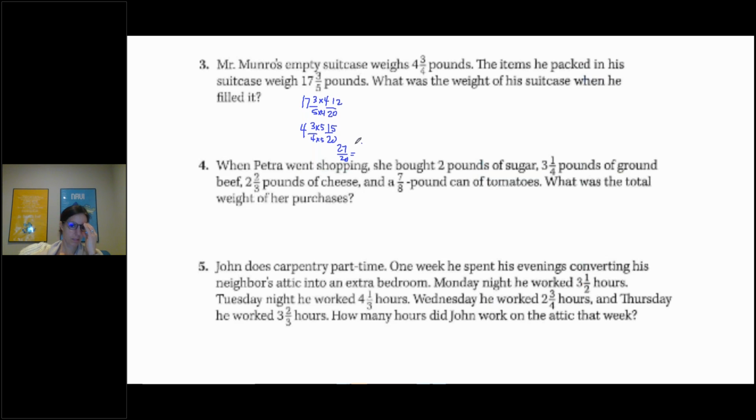27 over 20 becomes 1 and 7 over 20. And then go ahead and add the big numbers. 17, 4, 1. What does that give you? 17 plus 4 is 21, plus 1 is 22. 22 and 7 over 20 pounds is the suitcase. It's perfect. So if you put all those clothes in the suitcase, that's how much it's going to weigh.